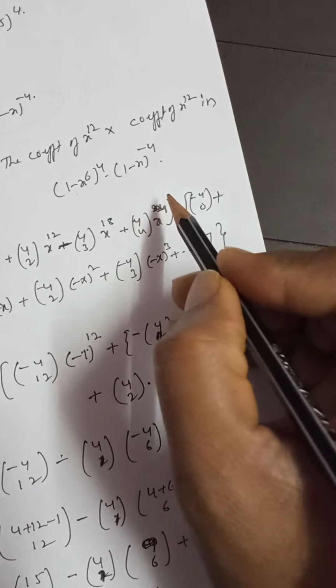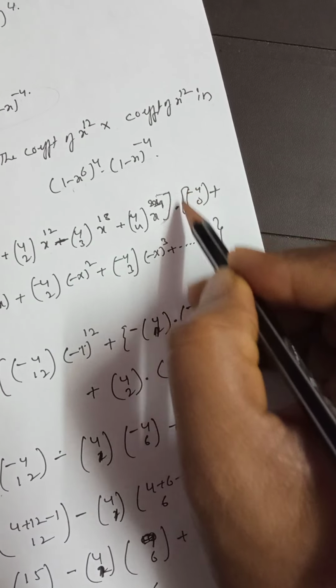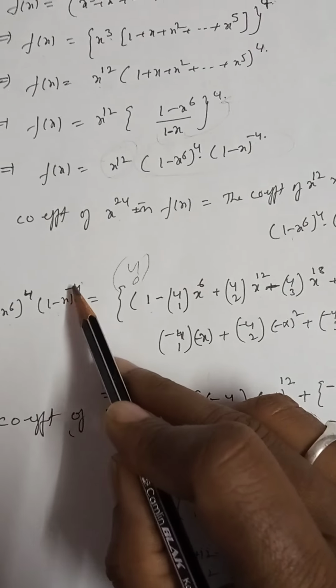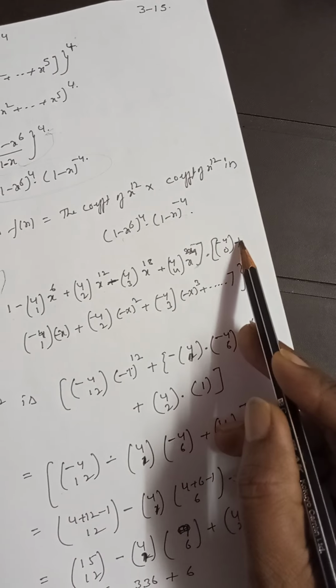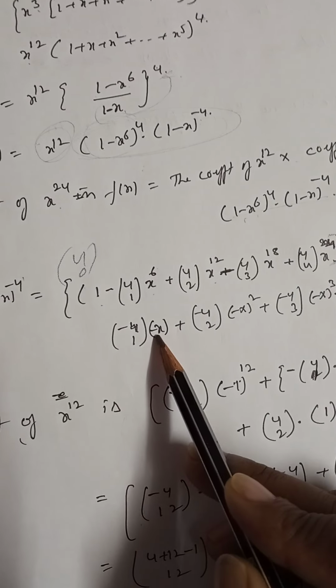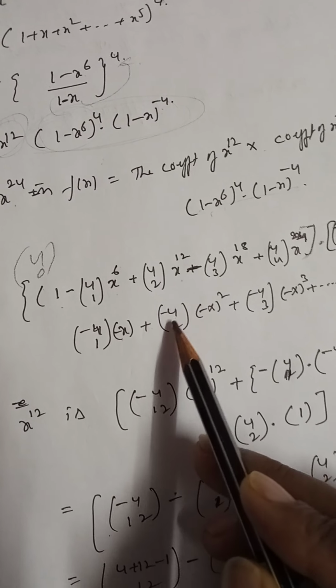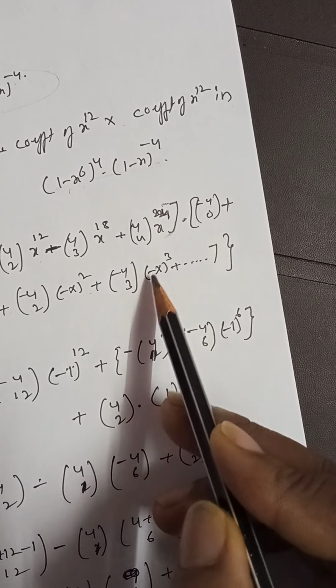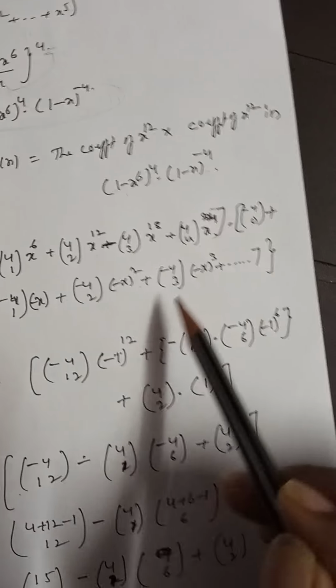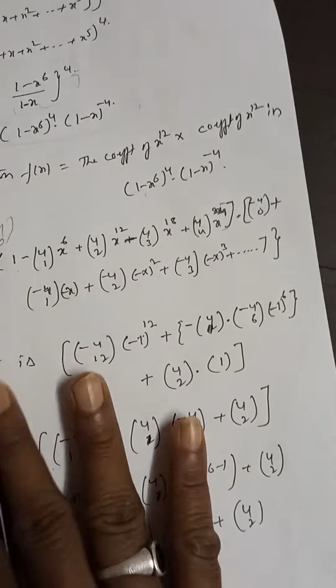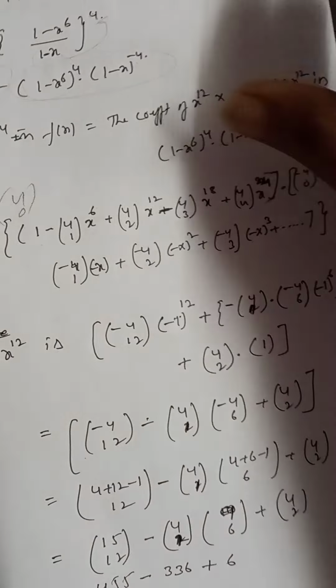Similarly, in another expansion, (1 minus x) whole to the power of minus 4 expansion, here that is minus 4C0 plus minus 4C1 into (minus x) plus minus 4C2 into (minus x) whole square plus minus 4C3 into (minus x) whole cube plus so on, right? Here this power is negative, that's why we are getting an infinite number of terms over here. Now we have to find the coefficient of x^12. Now what are the possibilities?